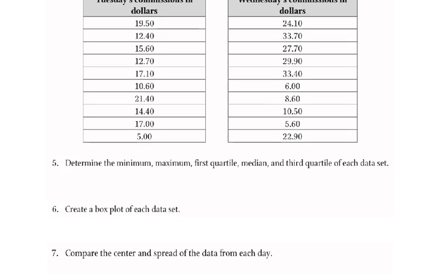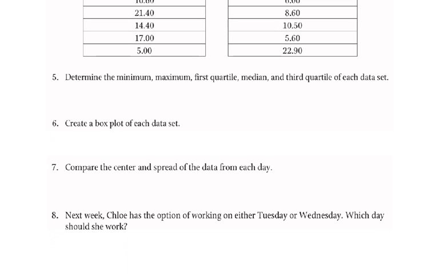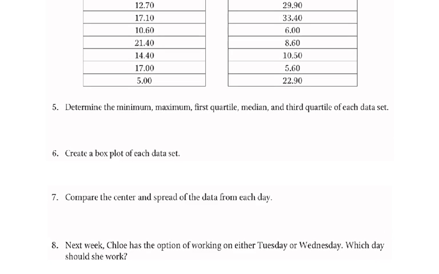Okay, now we've got 5, 6, 7, and 8. So you're going to determine the minimum, maximum, first and third quartile, and median, create a box plot, compare the center and spread of the data from each day, and then answer: Chloe has the option of working on either Tuesday or Wednesday. Which day should she work? So you're going to come up with a problem here.